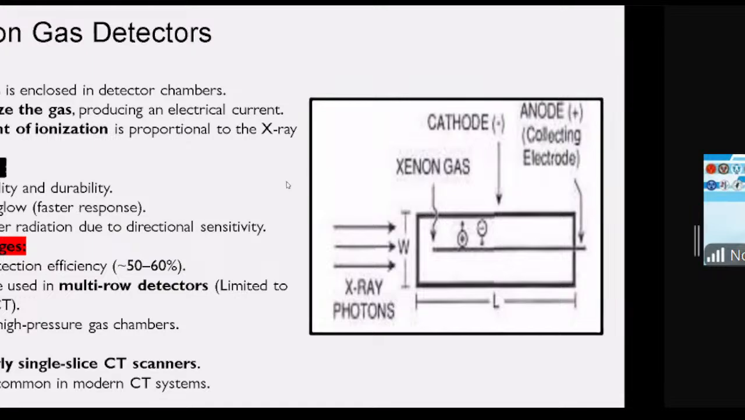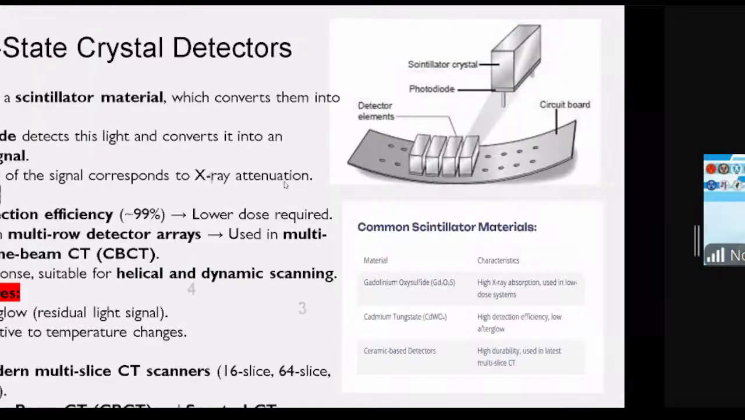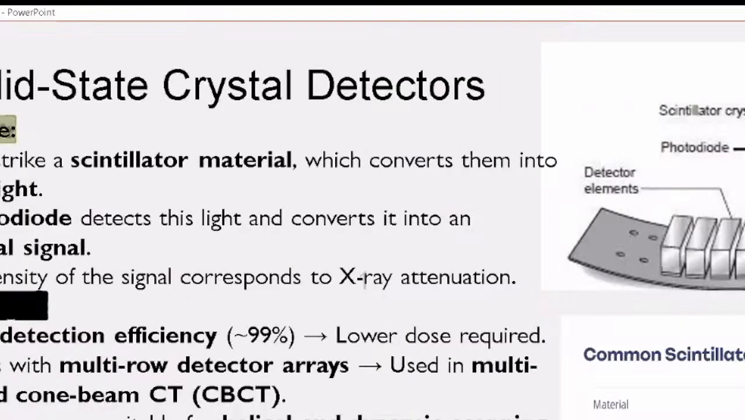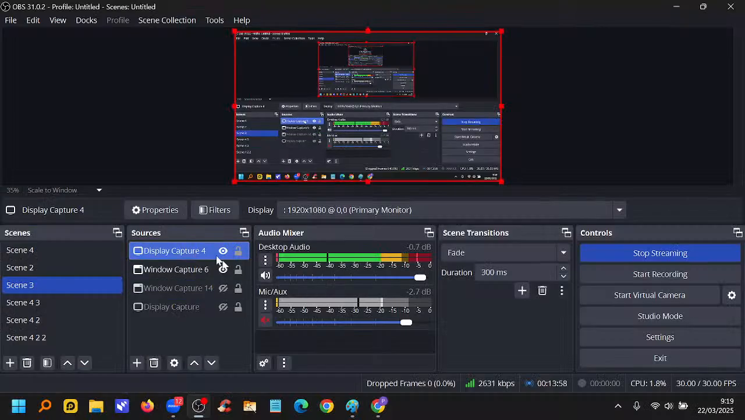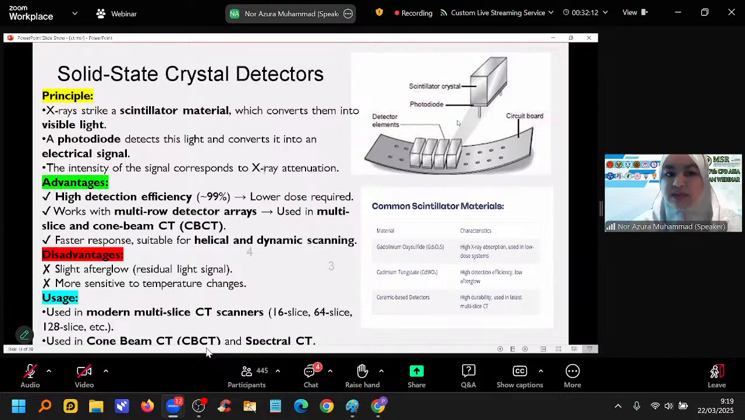All right, so we move to the second detector. It's a solid state crystal detector. The principle is that X-rays strike a scintillator material, which converts them into visible light, and then the photodiode detects this light and converts it into an electrical signal. So the intensity of the signal corresponds to the X-ray attenuation.